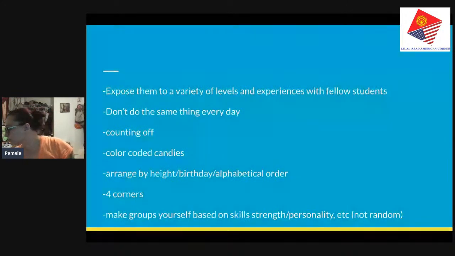So we want to expose them to a variety of levels and experiences with fellow students. You don't ever want to just have your class be this person sits next to this person every day, and all they do is work with that one person. They're getting way too used to just that person. They need more variety of experiences with different people.